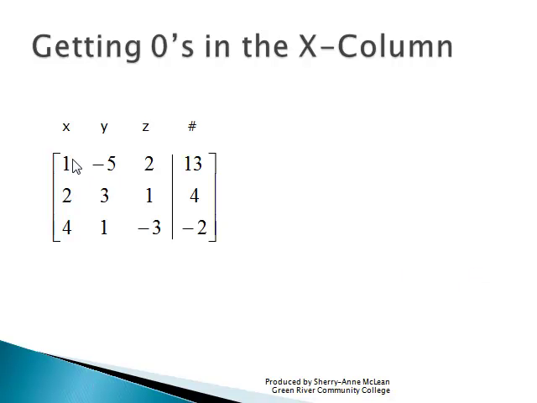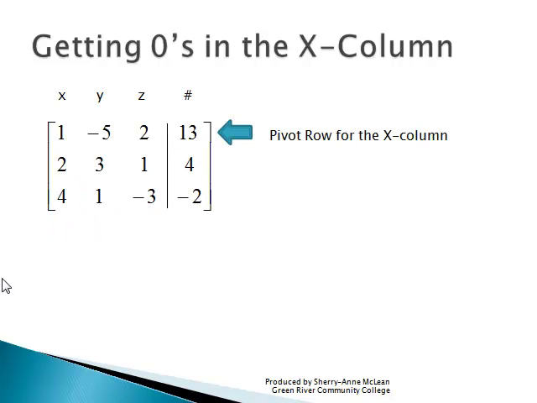Okay, so now we have a 1 in the pivot spot, which is great. The next thing that we need to do, again, remember we're still working on the x column, is to get the other numbers in the x column to be zeros instead. Here's our pivot row for the x column. Again, we're working on the very first row, and so that's our pivot row. We want to get those other values, the 2 and the 4, to be 0.